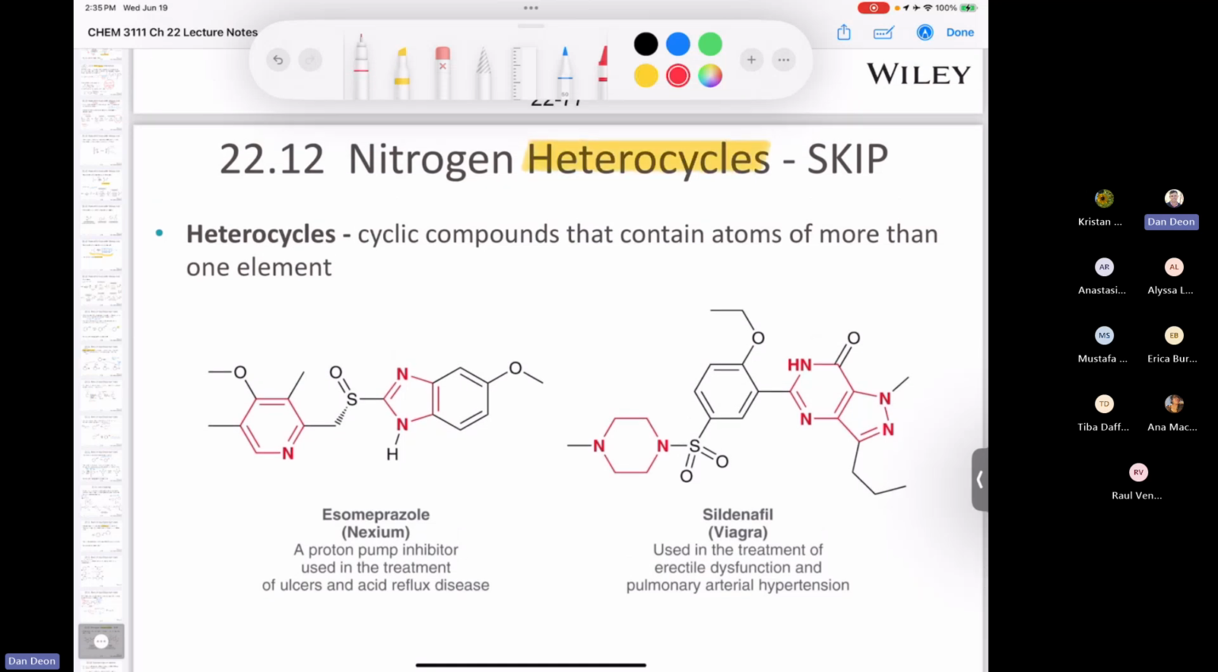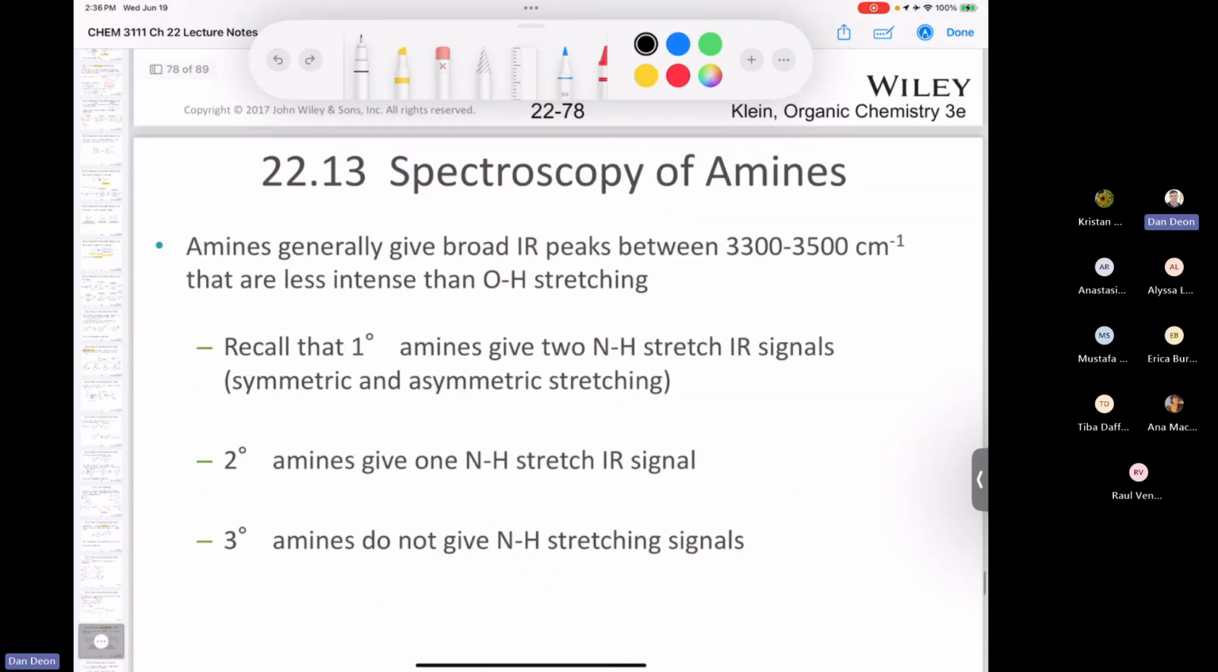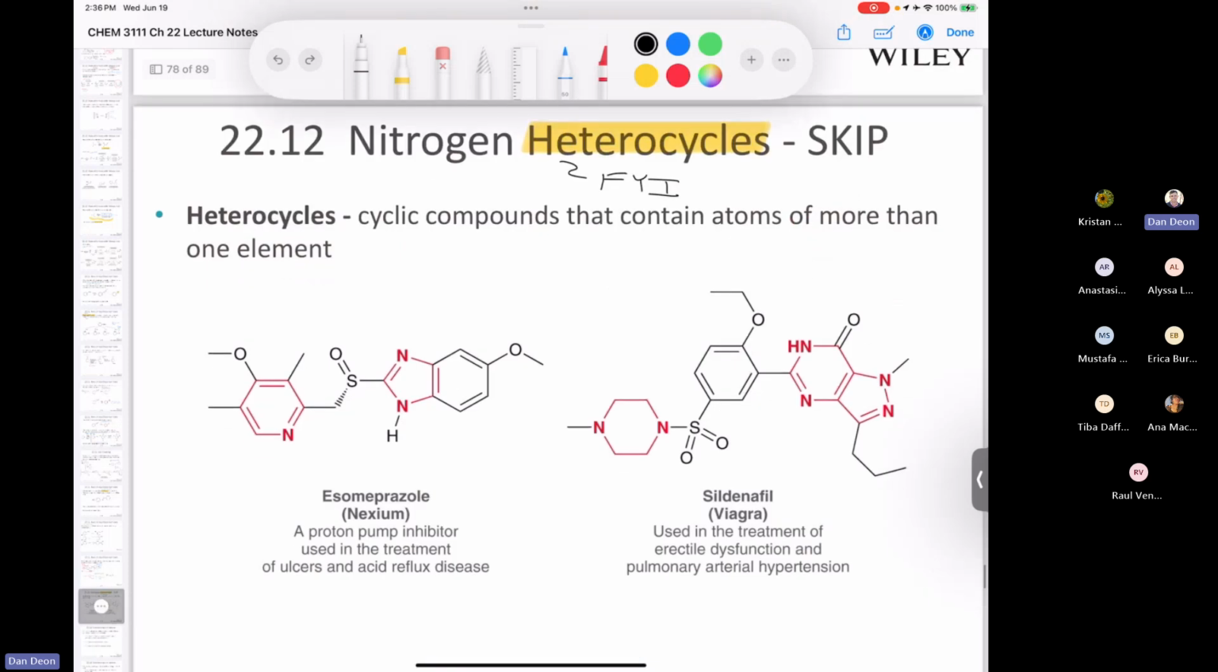But I would recommend for my students who are healthcare minded, I'm going to leave that as an FYI. Why do I say you should read it? Because if you want to understand drugs, here you have Nexium, which is a proton pump inhibitor, or Viagra, which we talked about salts earlier on. Viagra is administered as a salt. It might be wise to read that section.